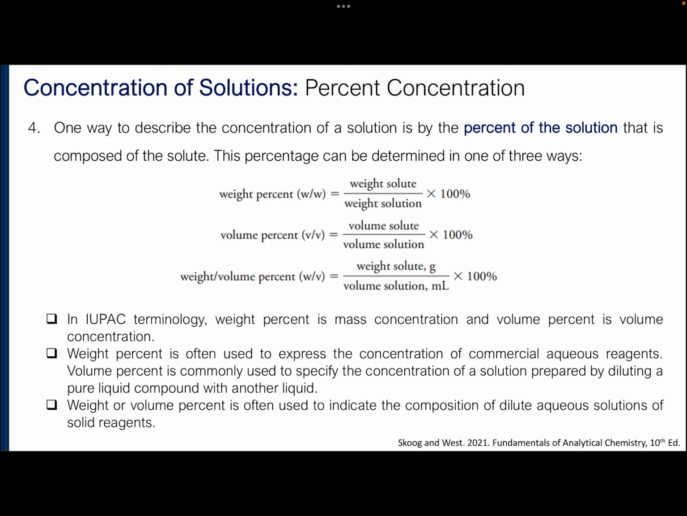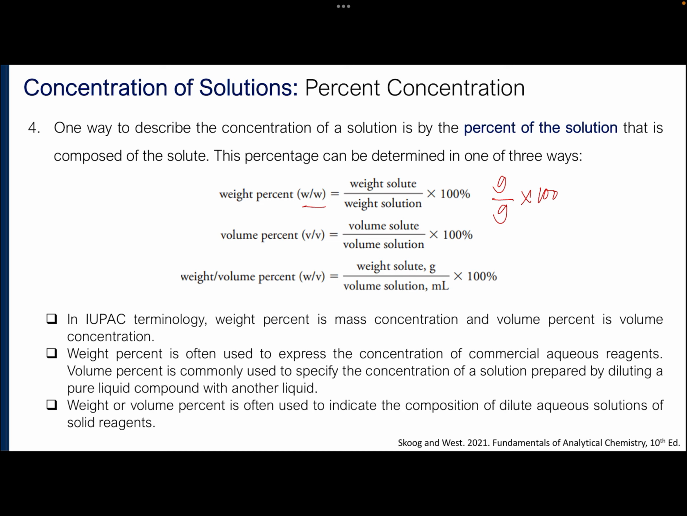We have weight percent, W over W. This is weight of solute divided by the weight of solution times 100. The weight here will have a unit of gram, so gram over gram times 100.